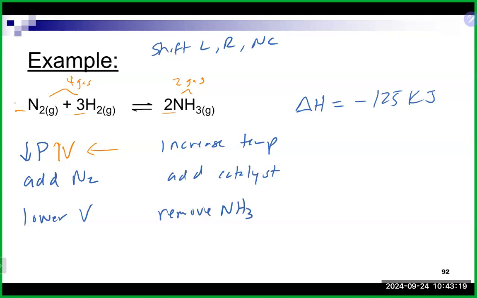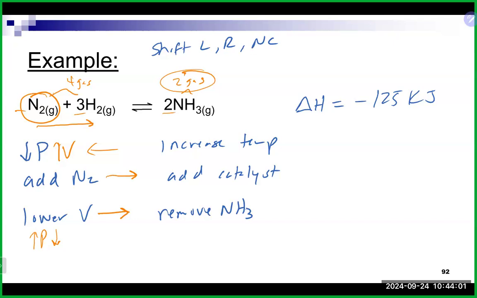Adding more N2. N2's over here on our reactant side. That means we're going to have more reactants than products. That should kick off the forward direction and move away from the side we added it to and go to the right. If we lower the volume, we would see an increase in pressure, but in that lower volume, we would need fewer gas molecules. Again, because our pressure is going up, we want to bring it back down. We would need fewer gas molecules, so it would also shift to the right. Any questions on those 3 there?